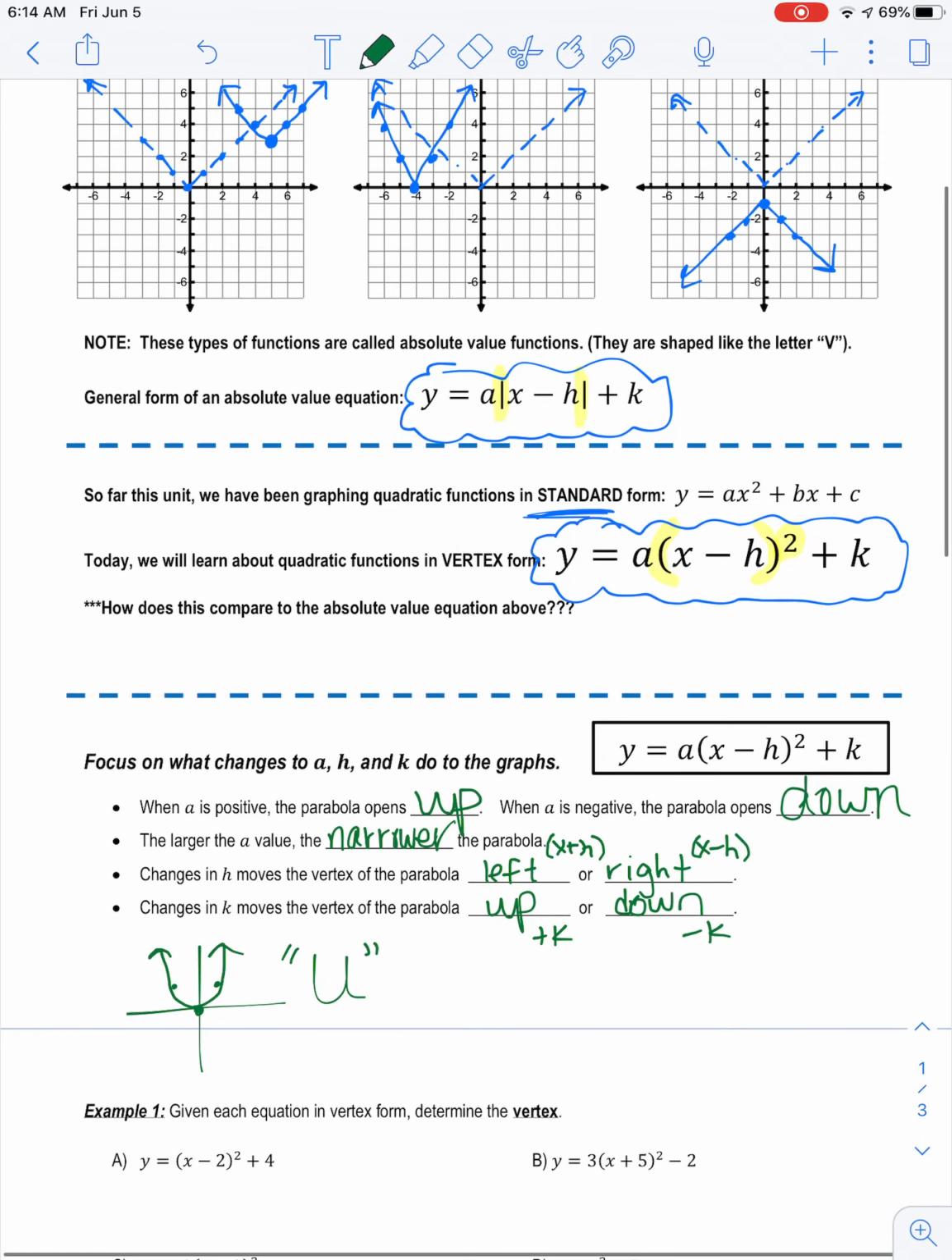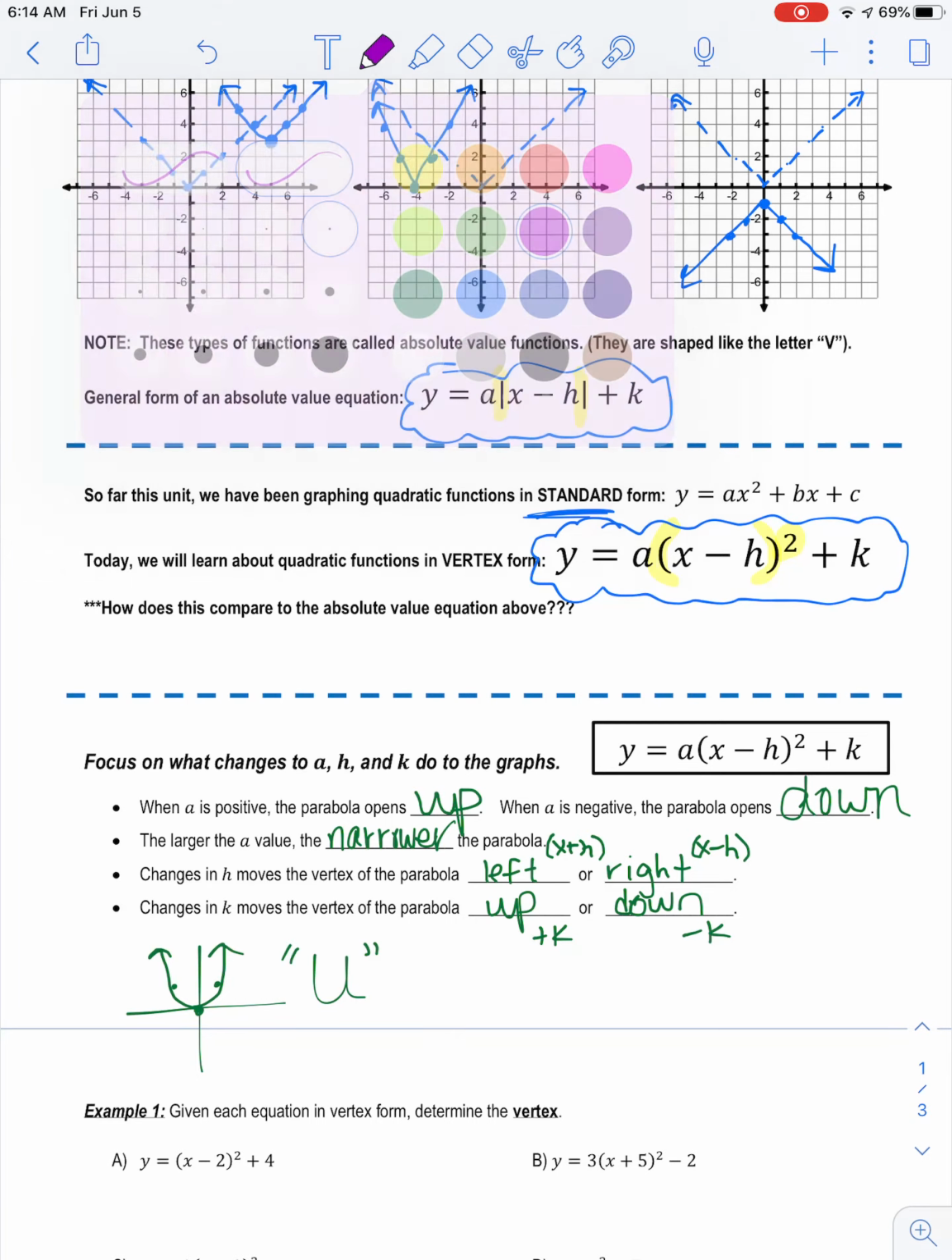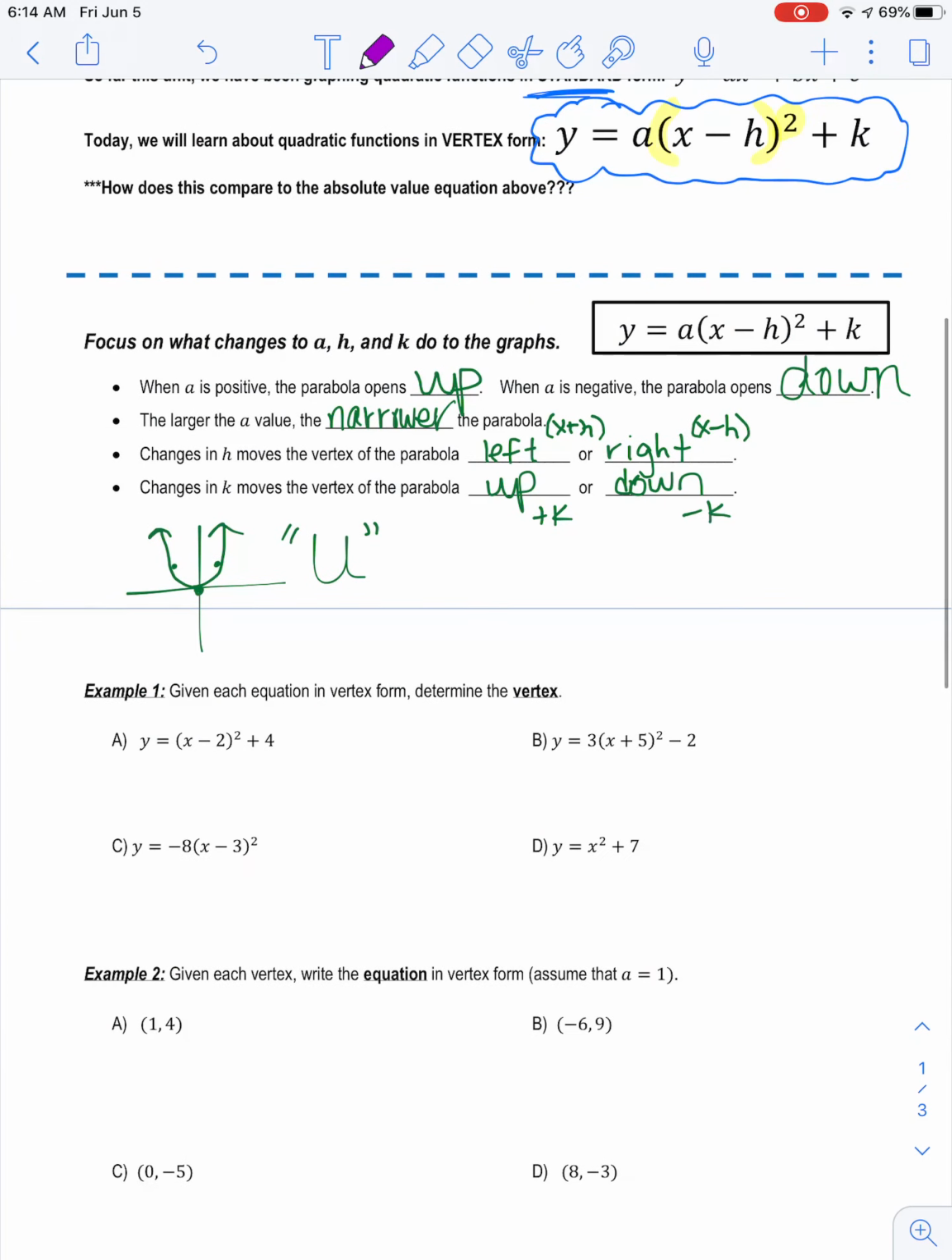Instead of V-shaped, it'll be curved instead of two rays connecting, or the straight segments there. Okay? All right. If we look at our example on the next page, given each equation in vertex form, determine the vertex. We are looking at problems and finding the vertex. Then we're working backwards. We're given a vertex and we're writing the equation in vertex form.